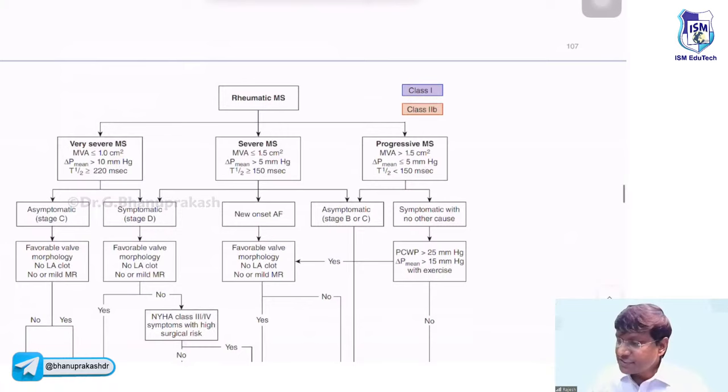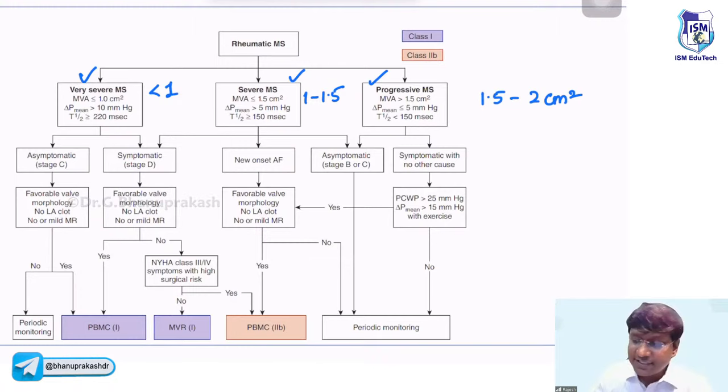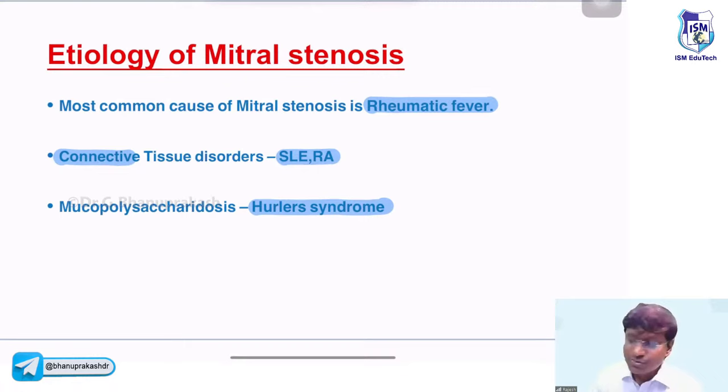Okay. Now you need to know the classification of mitral stenosis depending upon the valve area. If the valve area is 1.5 to 2 cm², we call it progressive mitral stenosis. If the valve area is between 1 and 1.5, severe mitral stenosis. And if the valve area is less than 1 cm², then it is called very severe mitral stenosis. And can anyone tell me what is the most common cause of mitral stenosis? Right? The most common cause for mitral stenosis will be rheumatic fever, right?